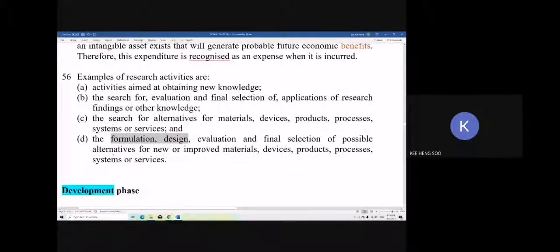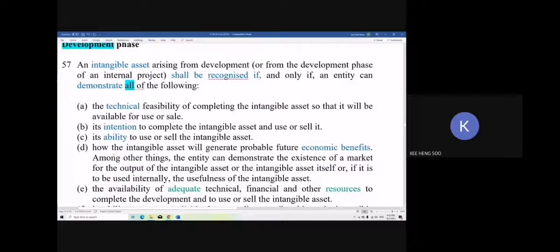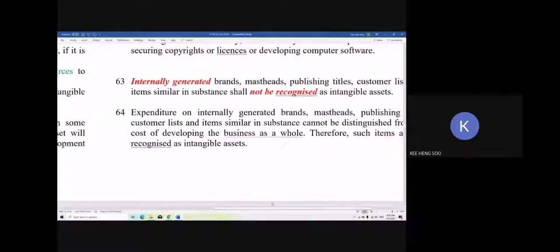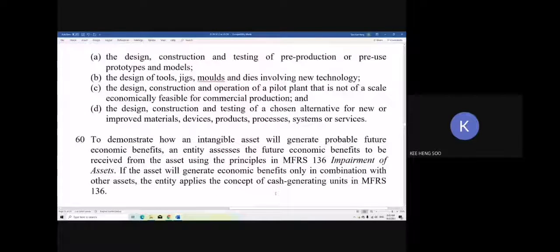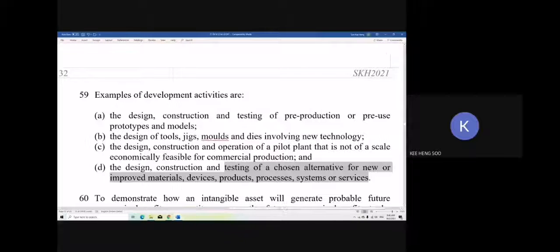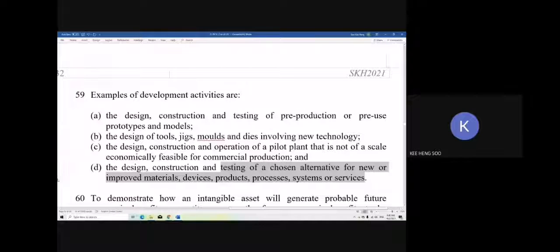But development, this one is very important. I want you to go to paragraph 59 first. Development will be the actual work already: the design, construction, and testing. Design of tools, jigs, molds, operation and pilot, choosing and testing of the chosen alternative. This is called development activity. It is a higher, more advanced level than research. That means from the successful result, you find this item and you have to spend money to develop it, to come up with the product.